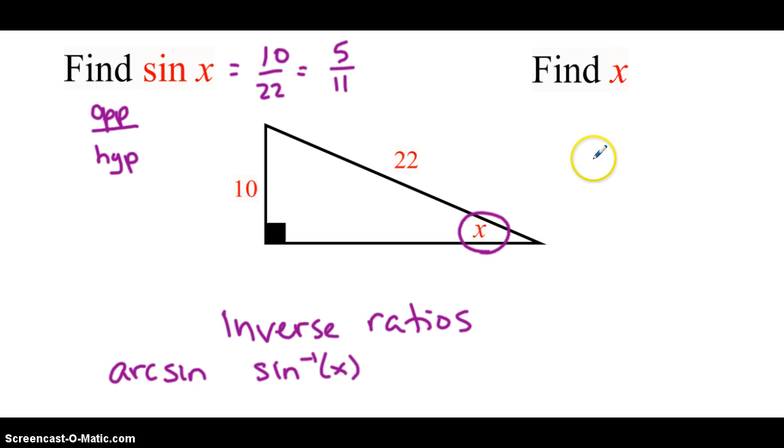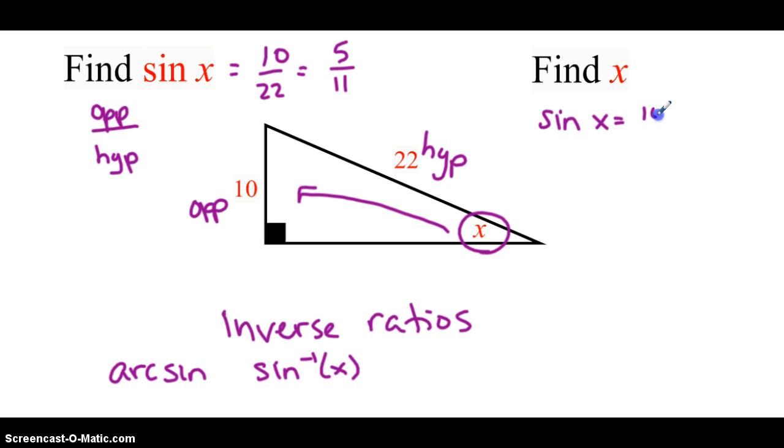We're going to set it up the same way that we set up the ratio. If we look at the angle, we have the opposite side and the hypotenuse. So if I'm going to make a relationship with respect to the angle marked as x, I'm going to have to use the sine. So the sine of x is equal to 10 over 22, just like we did in the first one.